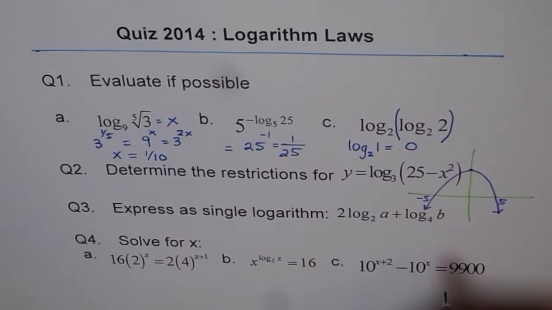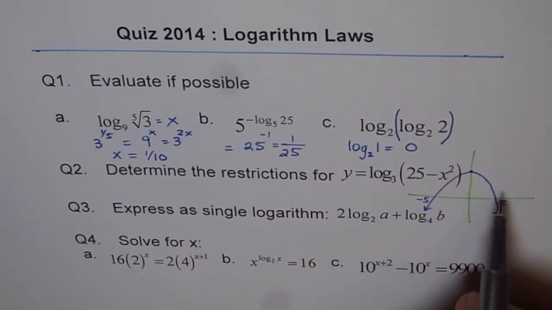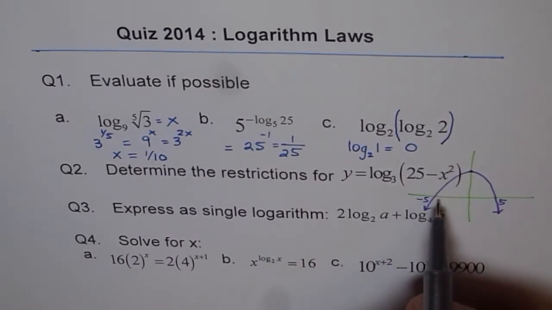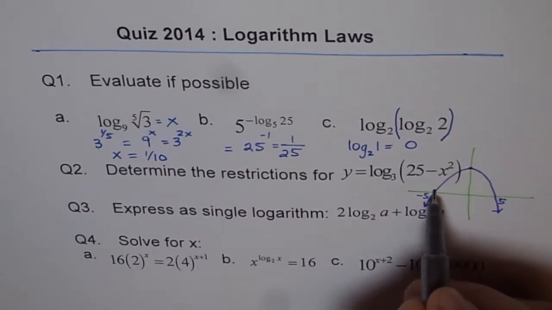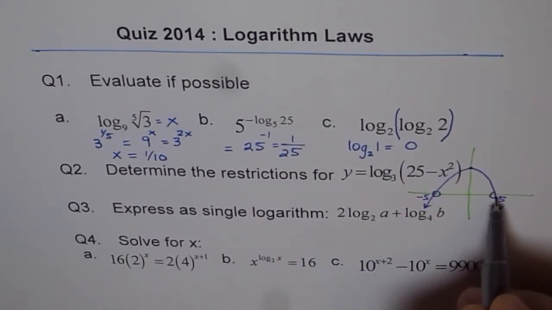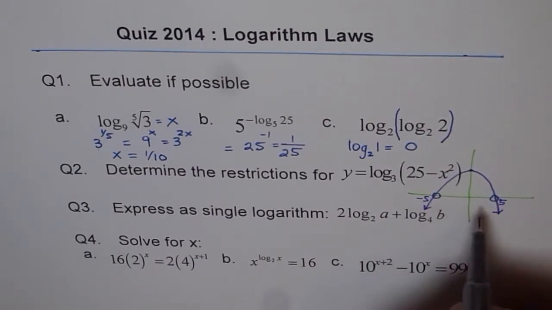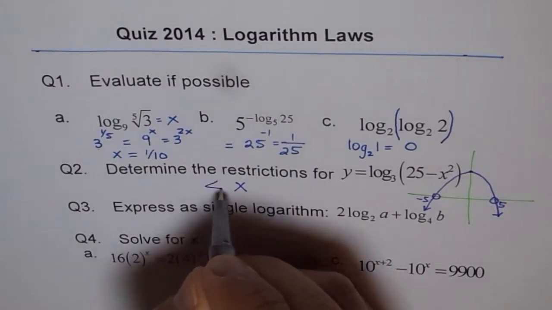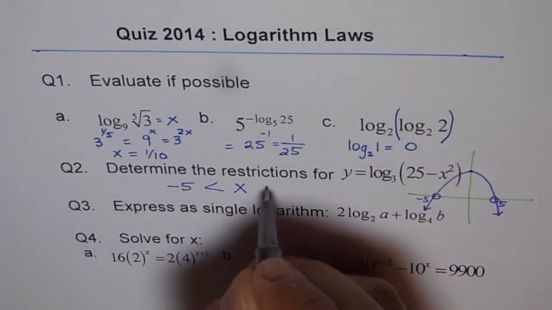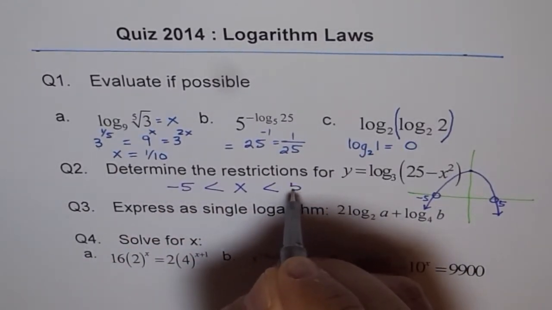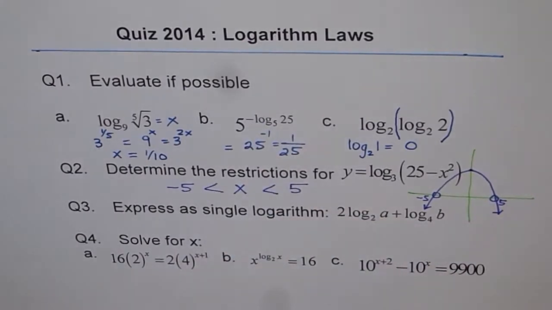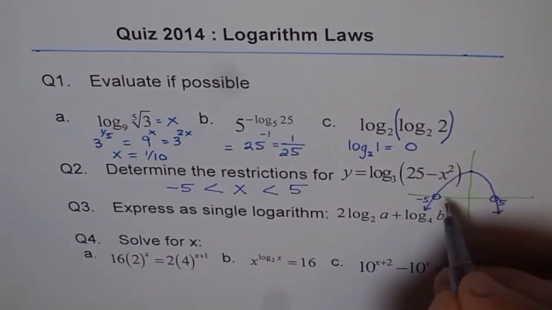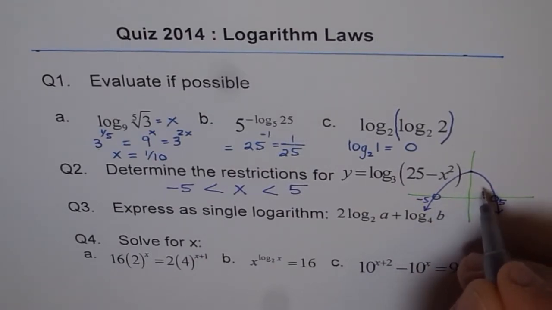Is that okay? Now you have to see what the restrictions are. It means x is between what values. So the restrictions are that x is between this value and this value, not including plus or minus 5. And therefore I can write that x is greater than minus 5 and less than 5. So that is my answer. So we should be in this portion where we are above the horizontal axis.